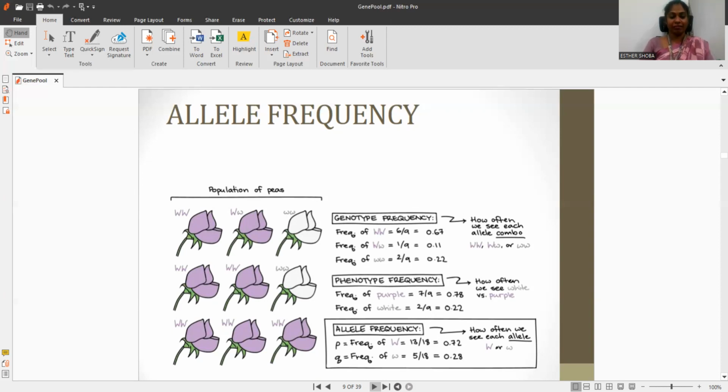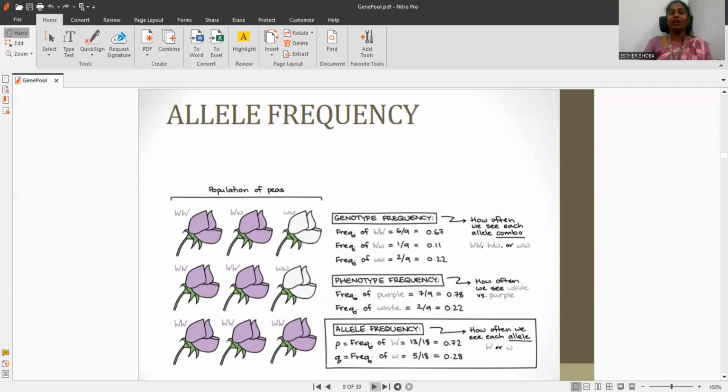Now, of these 9 flowers, when I speak about the purple color of the flower which has the homozygous form of the gene, what do you mean by homozygous form? Both the allelic forms are similar. So it is capital W and capital W. It so happens I have 6 flowers out of 9 which have capital W and capital W. So this is known as the genotype frequency. Of 9, 6 are of the homozygous form.